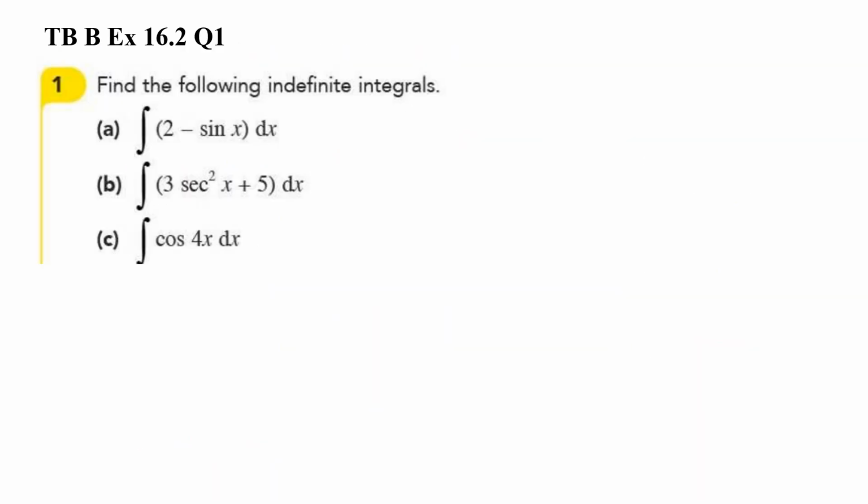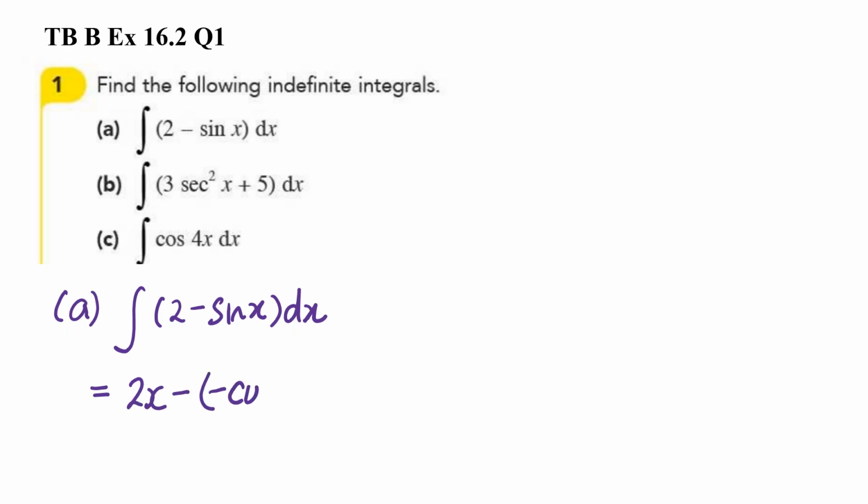Right, let's look at question 1. So for question 1a, we're asked to integrate 2 minus sine x dx. So we're going to integrate 2 and also integrate sine x separately. So integrate 2, you get 2x. You think of it this way, if you differentiate 2x, you get 2. Integrate sine x, you get negative cos x. So you put them together, you would get 2x plus cos x plus c.